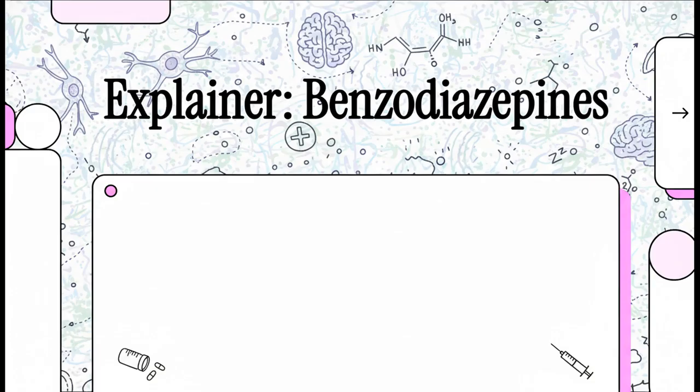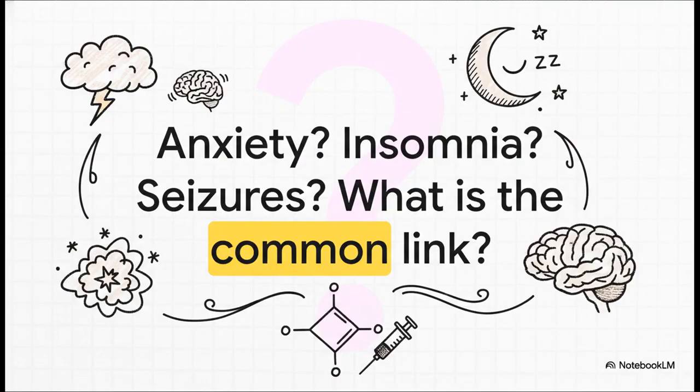So, let's begin. Let me start with a little clinical puzzle for you. Imagine you're in your OPD. Patient number 1 comes in with crippling anxiety. Patient number 2 tells you they haven't had a proper night's sleep in weeks. And then you get a call from the emergency room. A patient has been brought in with active seizures. Now, 3 very different clinical pictures, right? But what if I told you that one single class of drug could be the answer for all 3? Well, that common link, that powerful tool, is, of course, the benzodiazepine family.